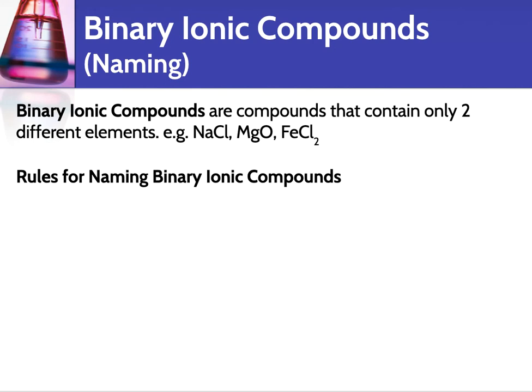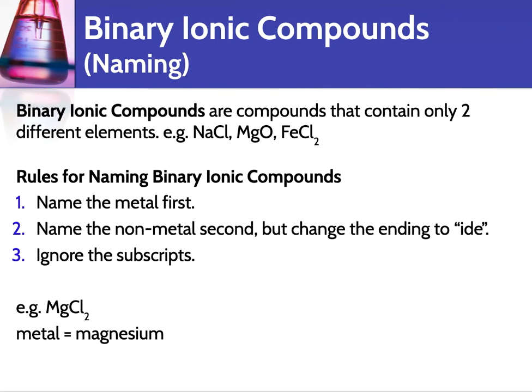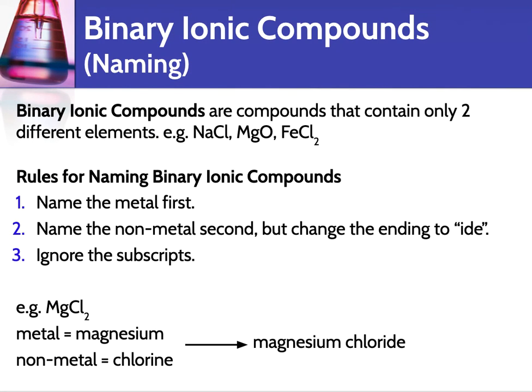So how do we name a binary ionic compound given the formula? The first thing you do is name the metal, just the way you find it on the periodic table. Then you're going to name the nonmetal, but you're going to change the ending to ide, I-D-E. And you're going to ignore the subscripts, those little numbers. Here's an example, MgCl2. Mg is magnesium, the metal, and Cl, the nonmetal, is chlorine. We put that together: magnesium chloride.